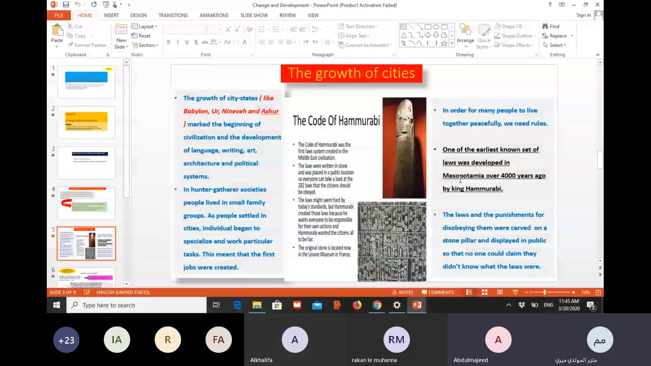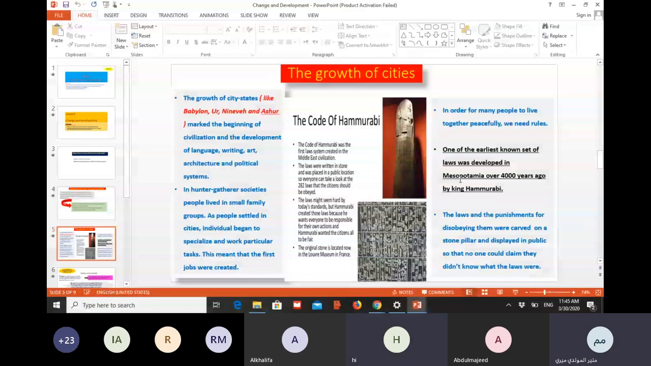Abdul Majid, you have already read. I need someone else. Okay, what is Abdullah's list? What is Rakan Hidan, can I read? Rakan Hidan, okay. I read the blue, the whole slide, the growth of cities.